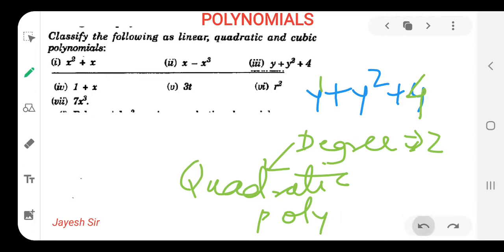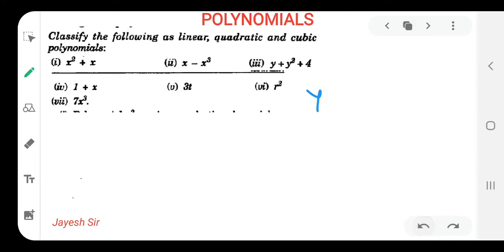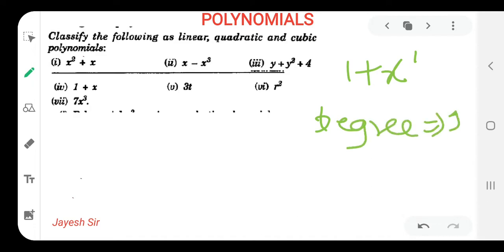So it is a quadratic polynomial. We have completed 3 sums over here. Now you can pause the video, each and every one. Now you might be able to solve the remaining 4 sums. Till then I am solving over here. 1 plus x. The power of x over here is 1, so the degree is 1. If the degree is 1, then it is a linear polynomial, because its degree is 1. I hope you all have understood.